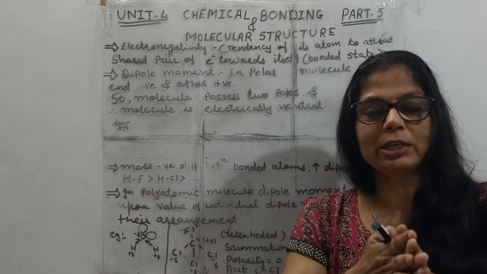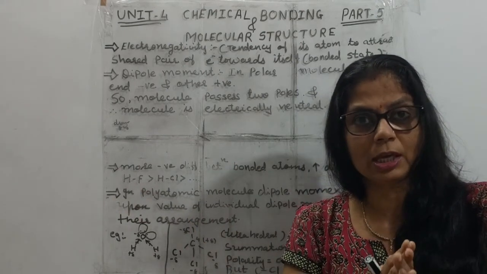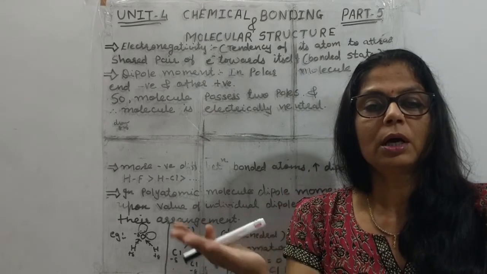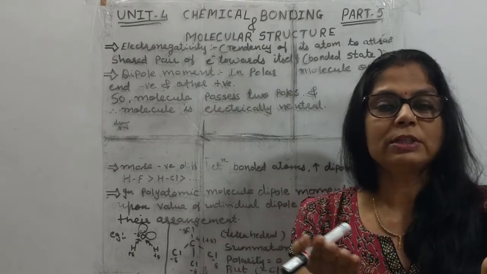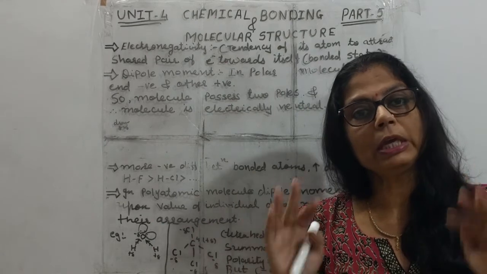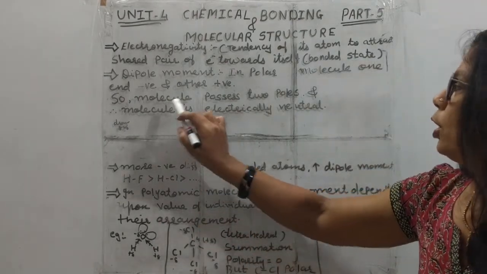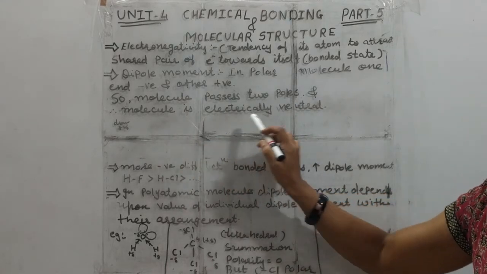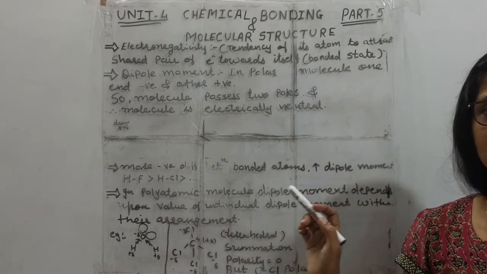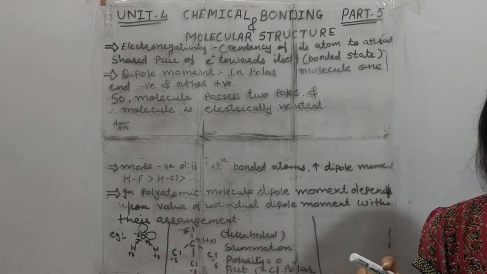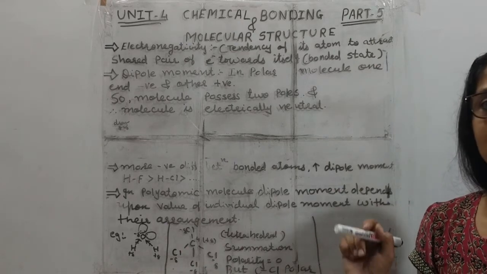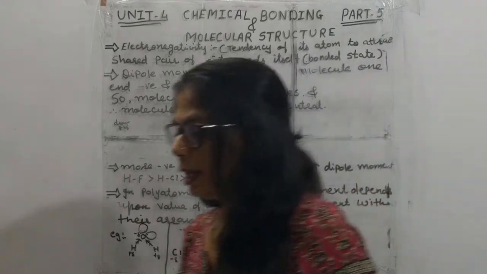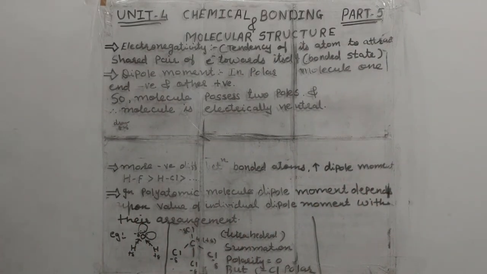Here, if we think about neutrality, then it may be balanced if both the negativity and positivity are equal. So the molecule possesses two poles, and that's why the molecule is electrically neutral. Here we can say that the molecule is electrically neutral. We'll just check some examples and conclude that.